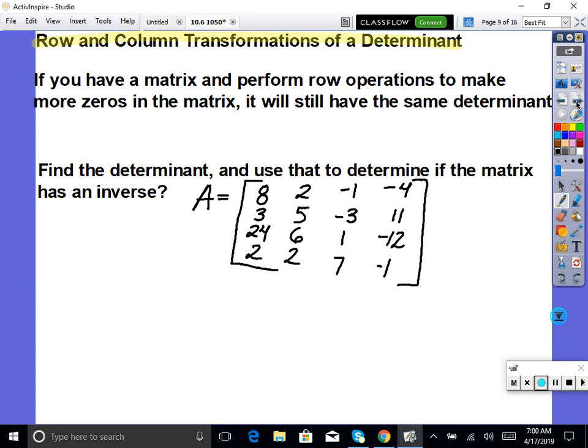So, okay, here's a fun fact for you guys. If you have a matrix and you want to perform row operations, that's fine.